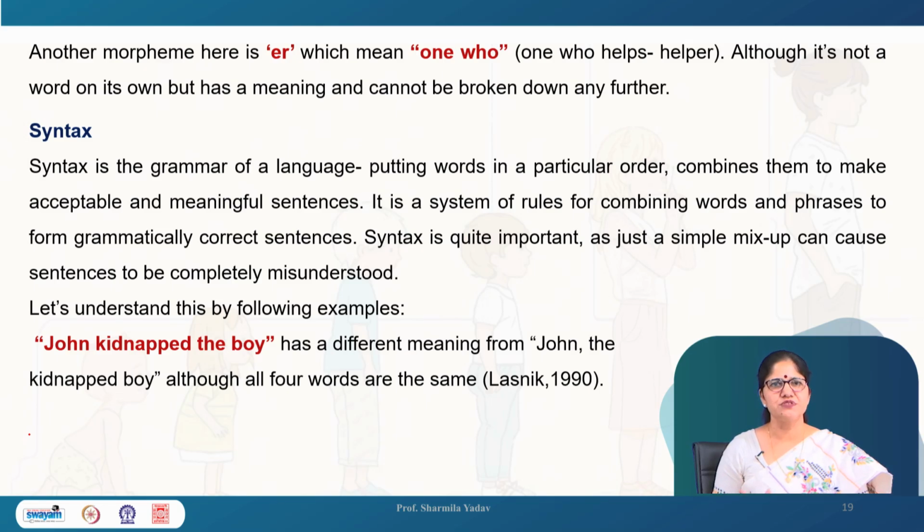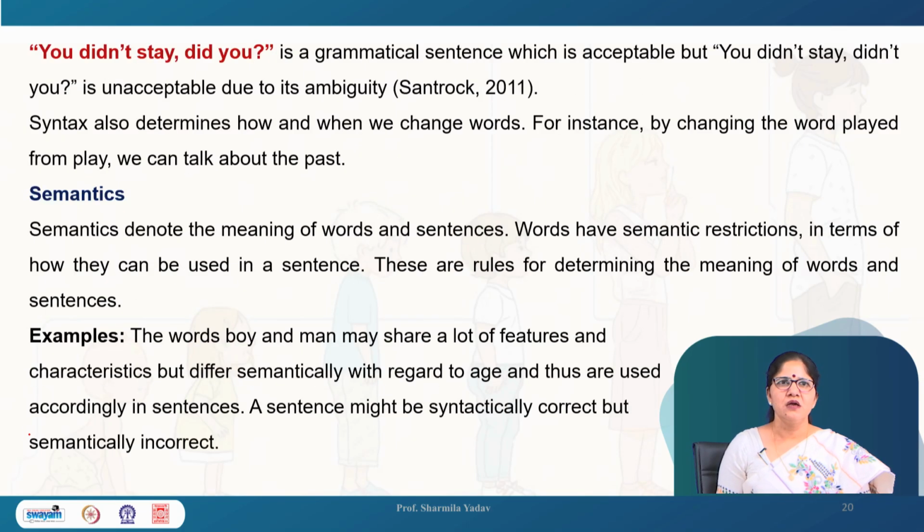John kidnapped the boy has a different meaning from John, the kidnapped boy. Although all four words are the same, where we have put the comma, where we paused, changed the meaning of the sentence. You did not stay, did you? Is a grammatical sentence which is acceptable, but you did not stay, did not you? Is unacceptable due to its ambiguity.